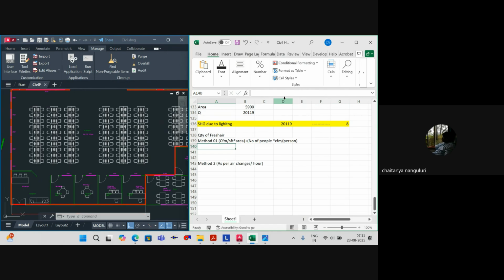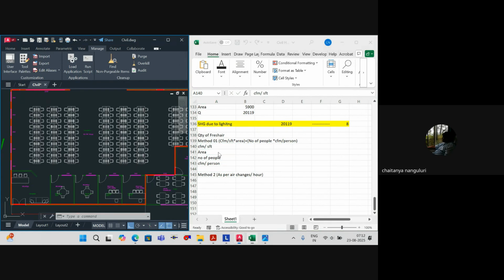So method 1, first we will calculate CFM per square feet into area. CFM per SFT, this we get from a data book again. The area we already know. Then we'll get the number of people, and then it will be CFM per person. Both we will get the values from our data books.